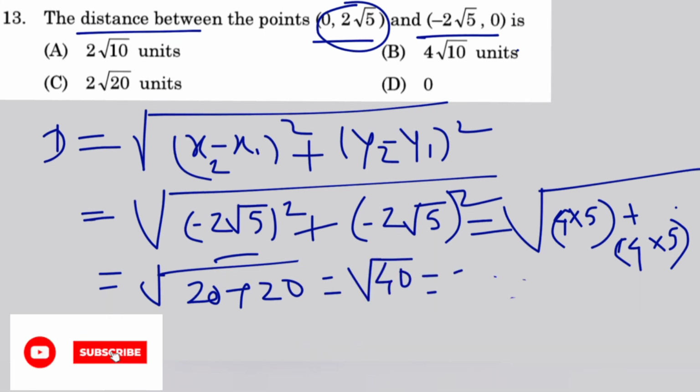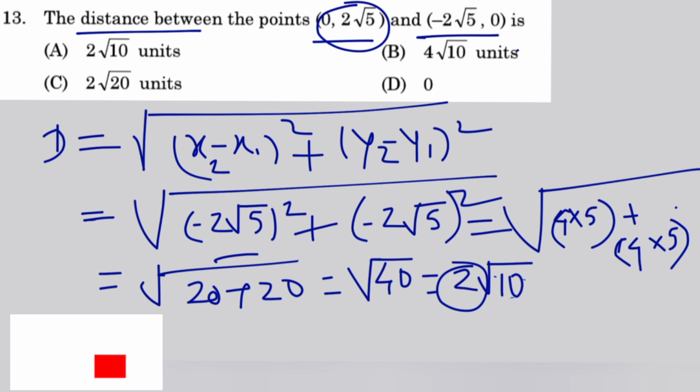Now root 40 means 2 root 10. How? Because 40 can be written as 4 multiplied by 10, and 4 is the square of 2, so I have taken the 2 out of the root, and what is remaining here? 10. So 2 root 10 will be my answer. So option number A will be correct here. That's it. So we can simply solve this question.